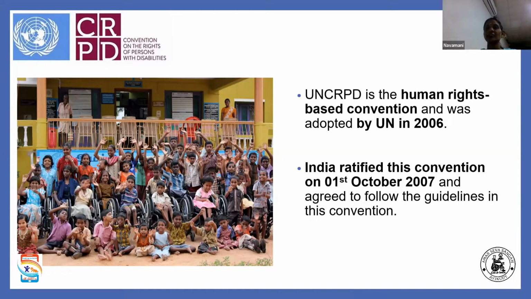This is one of the first conventions based on the human rights model. It was adopted by the UN in the year 2006. Soon after, India ratified this convention in the year 2007. Ratifying it means India has the obligation to follow the guidelines given in the convention.